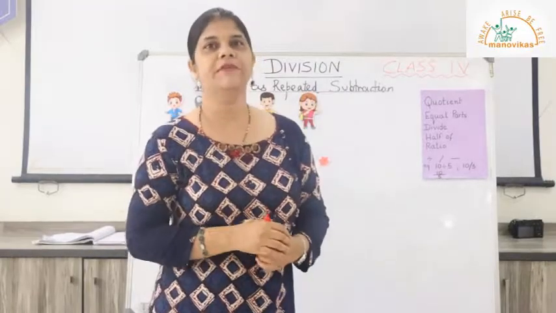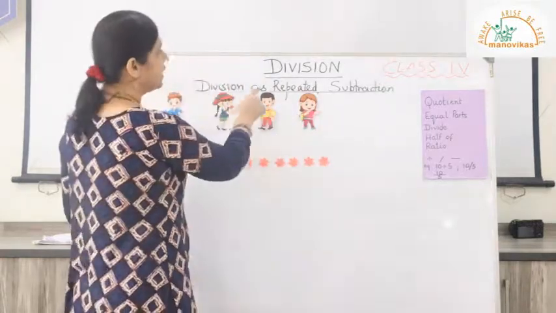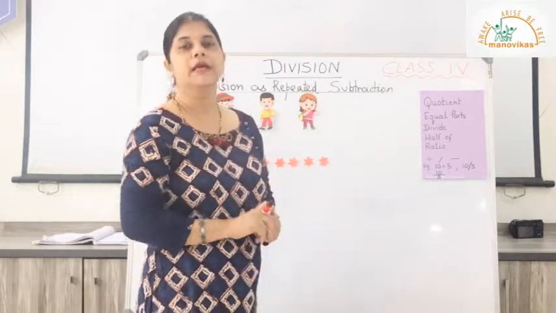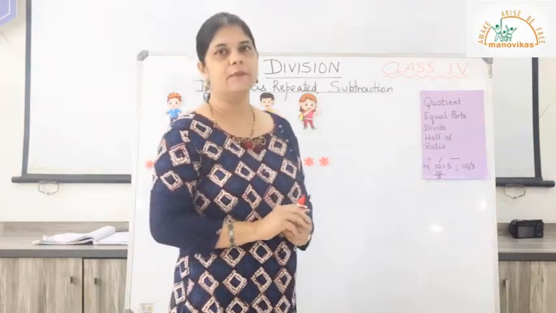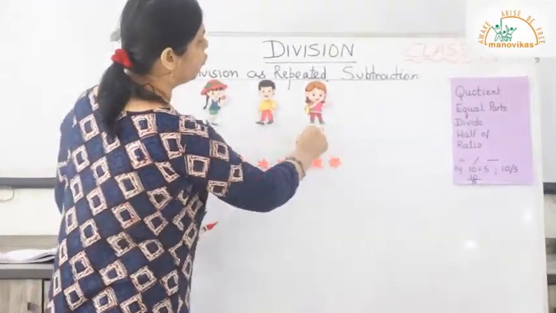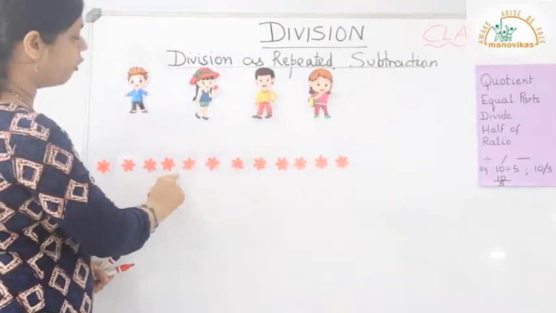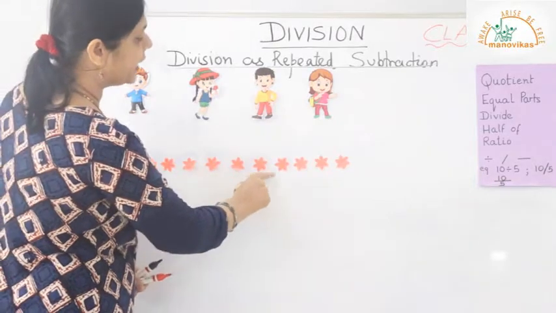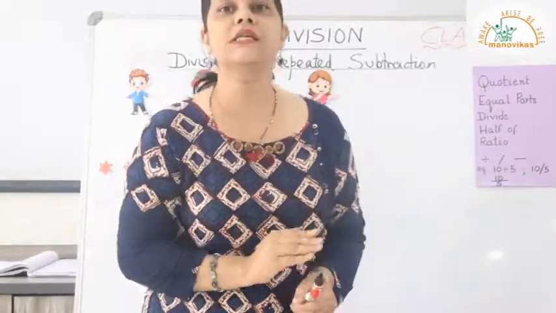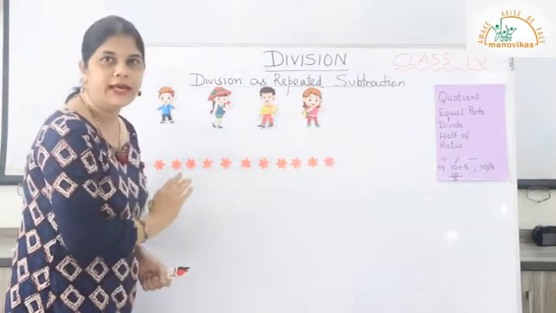Children, before we proceed with division, I would like to explain to you the fact that division is repeated subtraction. We will see this with the help of this example. Children, there are 4 children here. 1, 2, 3, 4. And I have 12 flowers. 1, 2, 3, 4, 5, 6, 7, 8, 9, 10, 11, 12. Now, I want to distribute them equally among the 4 friends. So, what will I do?